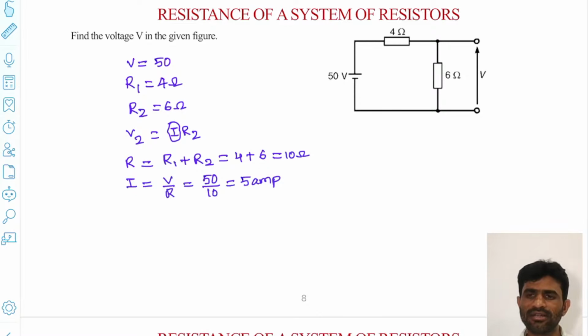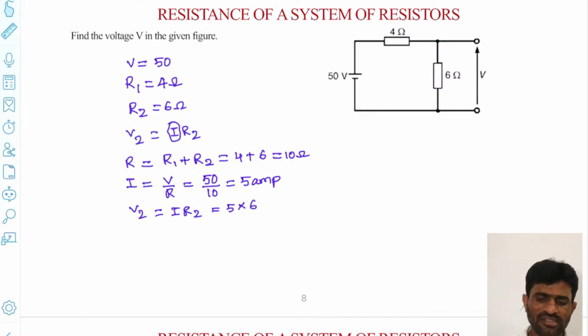What is 10 there? Why you got 10? So I is equal to 5 amperes. When I is equal to 5 amperes, we want V2. V2 is what? I into R2. I is what? 5 and R2 is what? 6. So 5 into 6, 30 volts. So potential difference across 6 ohms is 30 volts.